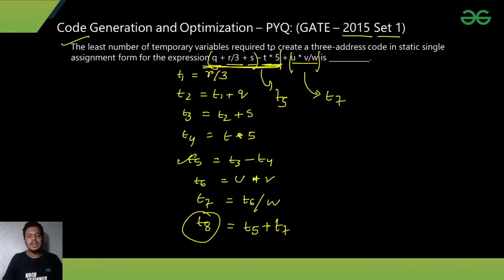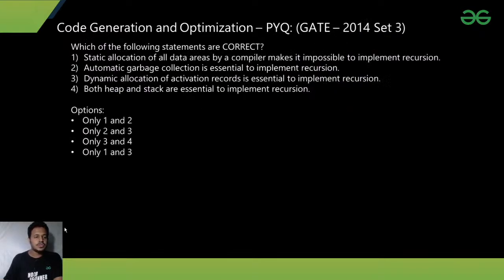So how many temporary variables are we using? There are total 8 temporary variables. Okay, so total 8 temporary variables we are basically using, right? Now going forward to the next question.